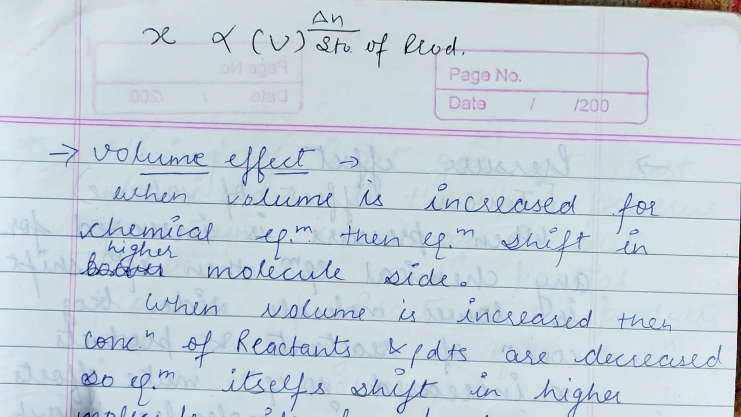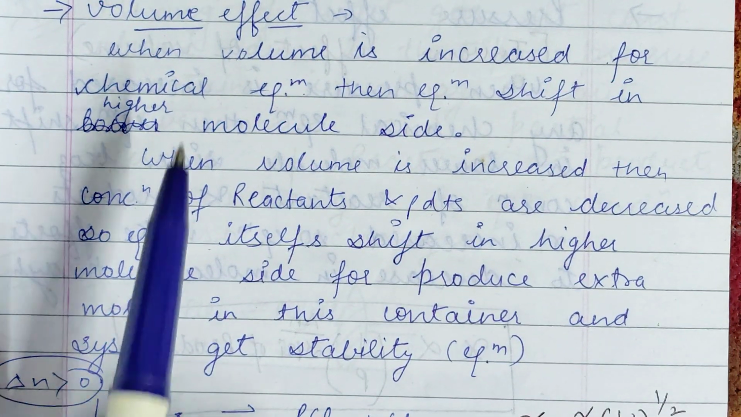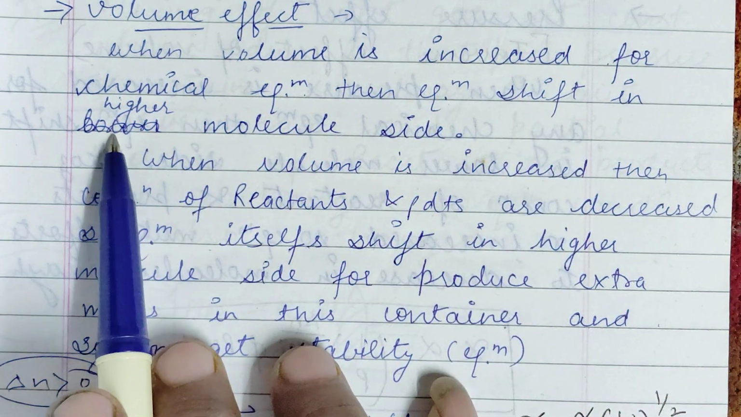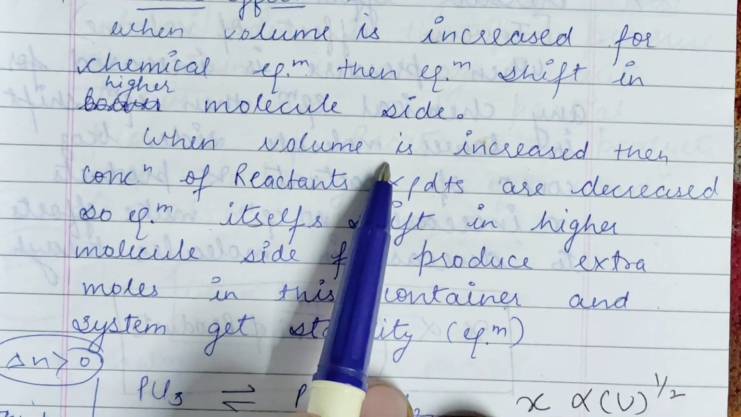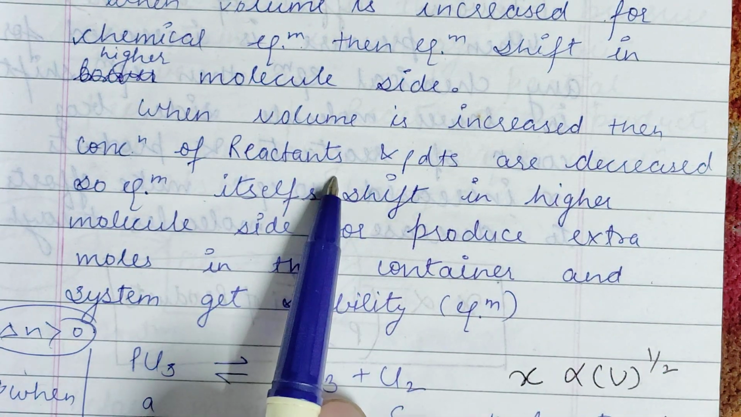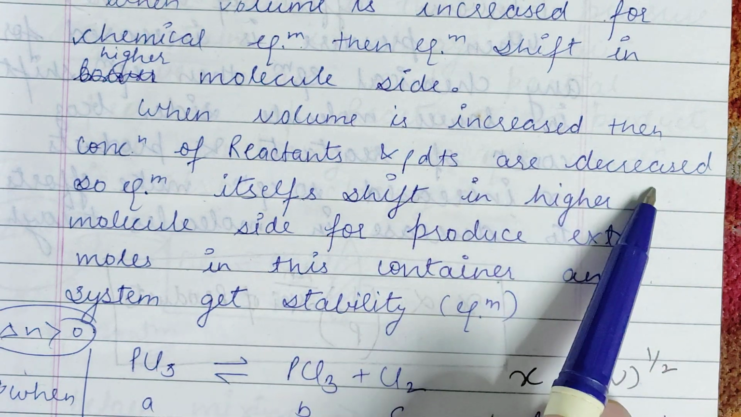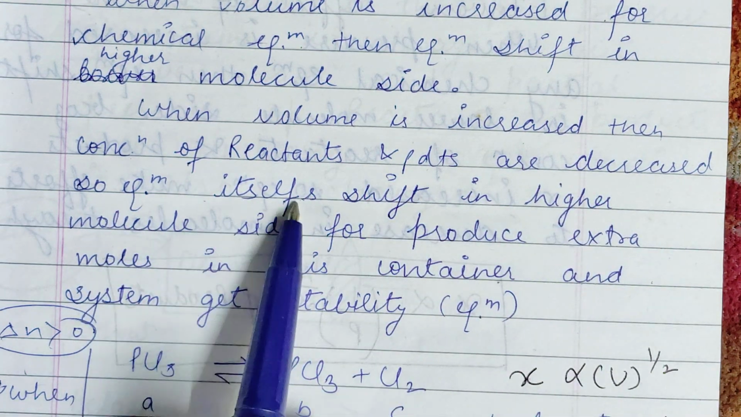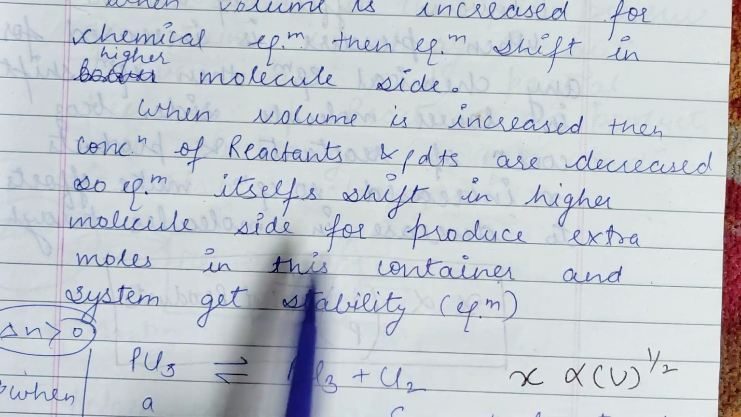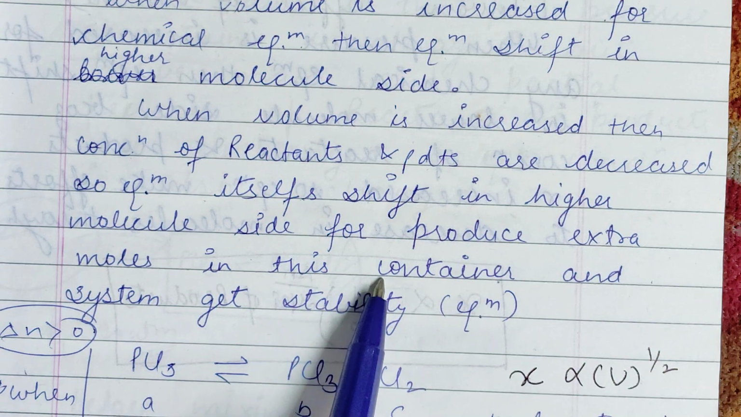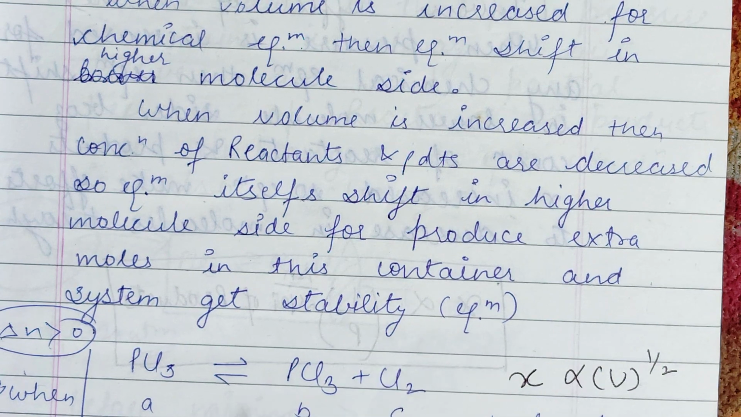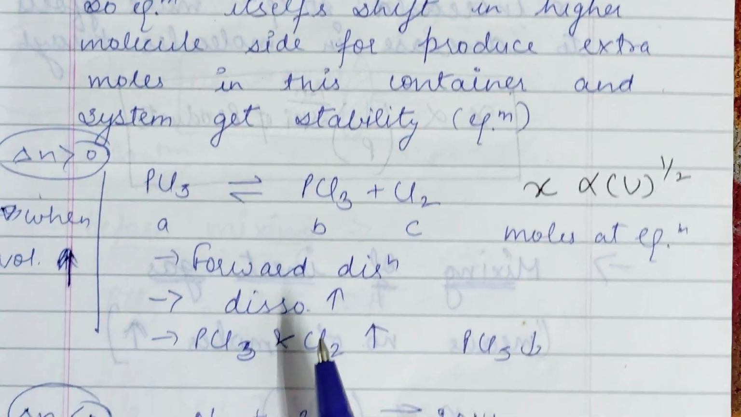Next is volume effect. When volume is increased for a chemical equation, the equilibrium shifts to the higher molecular side. When volume is increased, the concentration of reactants and products decreases. So the equilibrium shifts to the higher molecule side, to produce extra moles in the container, and the system gets stability. It means the system gets equilibrium.